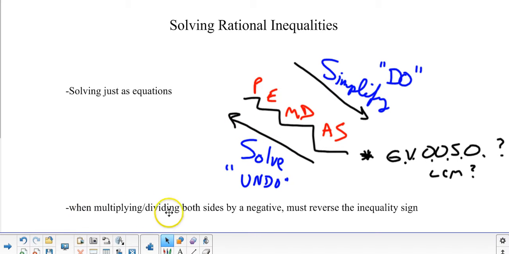Remembering though, when you multiply or divide both sides by a negative sign, you've got to reverse that inequality sign, right? So if I divide by negative 2/3, let's say, I'm going to multiply by the reciprocal negative 3/2 of both sides. That would cause me to change a less than to a greater than, or vice versa.